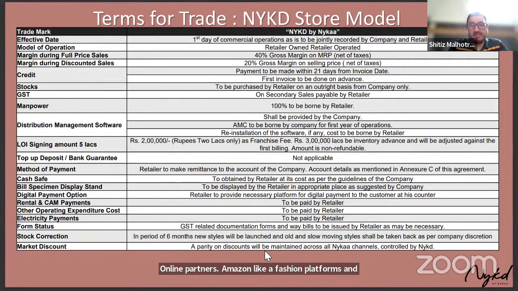in all these channels, the discount is controlled by a single person, and that one person decides what discounts have to go on all the channels. Hence, we will maintain the same discounting on all the channels.